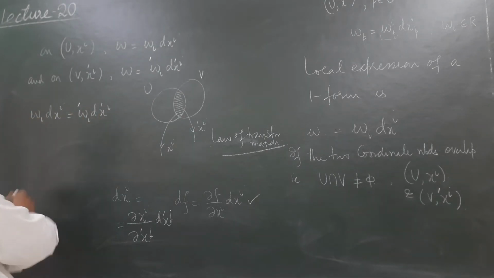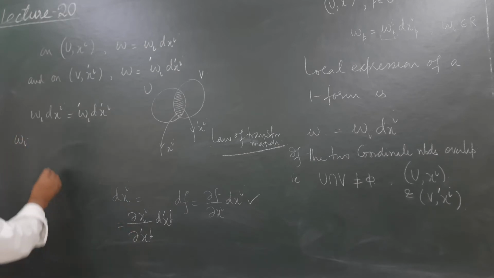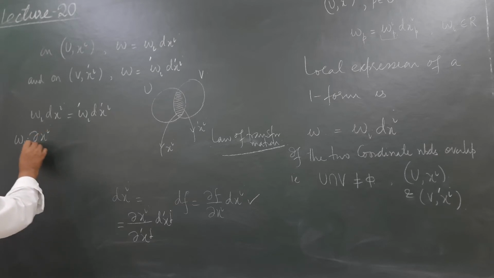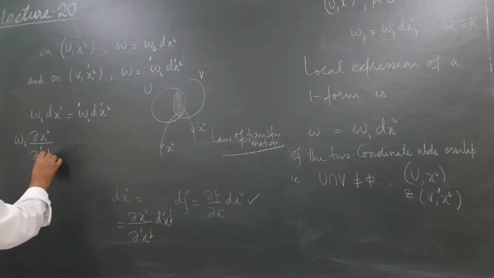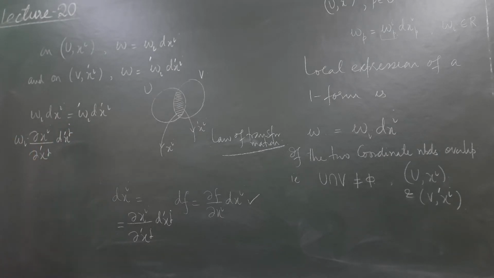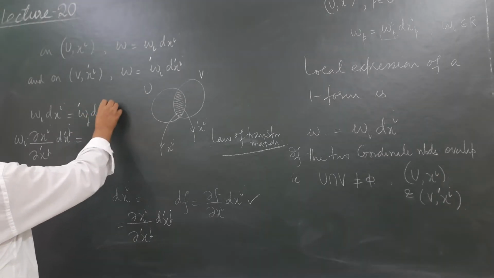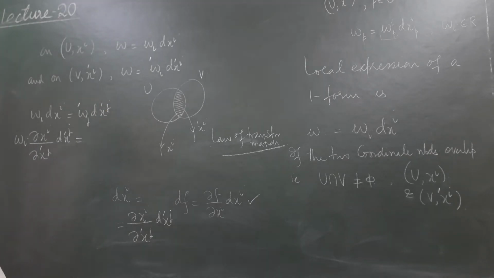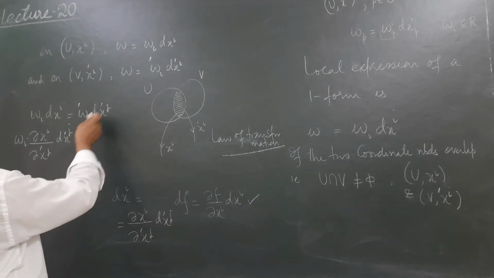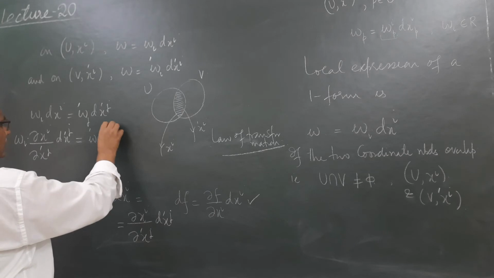So left hand side, this implies कि omega_i dx^i की जगह मैं लिखूँगा omega_i del x^i upon del x'^j into dx'^j. अच्छा, since these i in the right side are also dummy indices, मुझे शुरू से यहाँ j लिख लेना चाहिए था. डमी इंडिसेस का नाम आप बदल दीजिए, कोई फ़र्क नहीं पड़ता, ठीक है ना. So I can change the name. So this will become omega'_j into dx'^j.